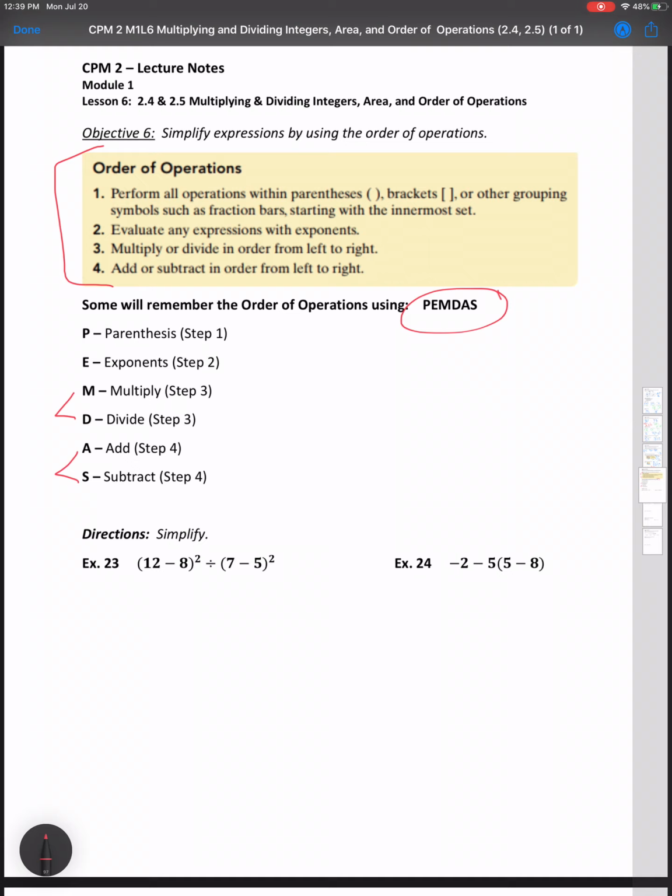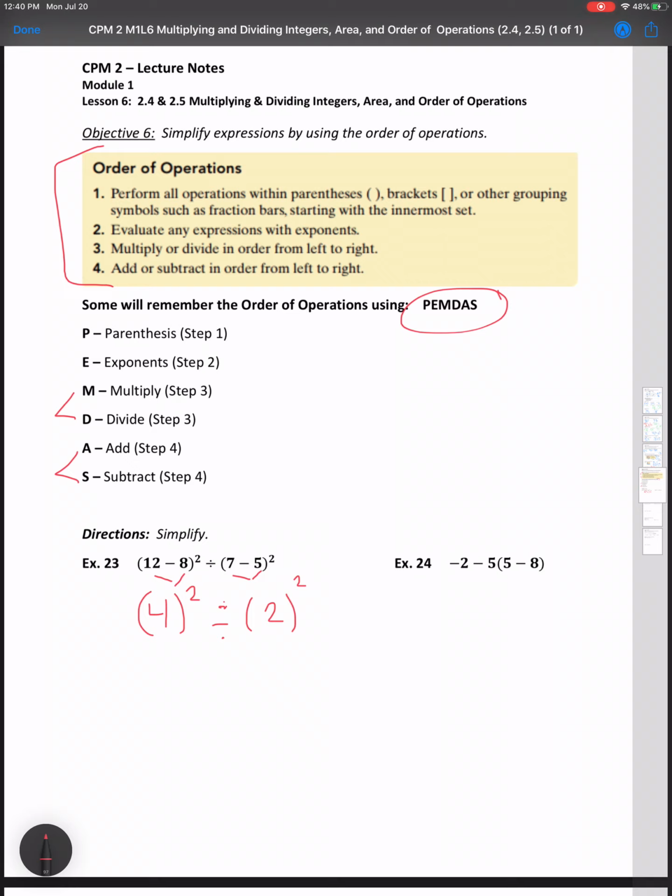So example 23, parentheses, do I have any? Yes, I actually have 2 sets, so I'm going to go ahead and do both sets. So we have to do what's inside parentheses first. 12 minus 8 is 4, correct? I'm going to go ahead and bring down my parentheses, my exponent. Haven't used it yet. Haven't divided yet. Bring that down. And here I have some more parentheses, so let's go ahead and simplify. 7 minus 5 is 2. Go ahead and bring down what I'm not using. So all I've done is my parentheses, step 1.